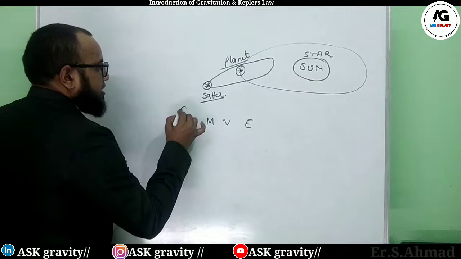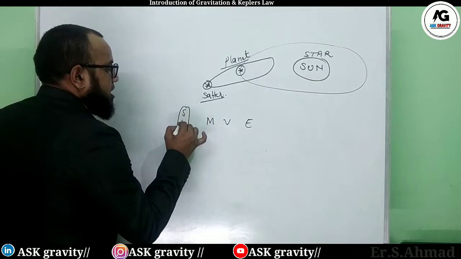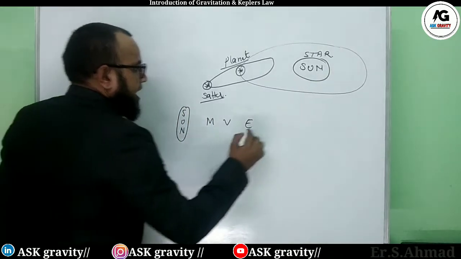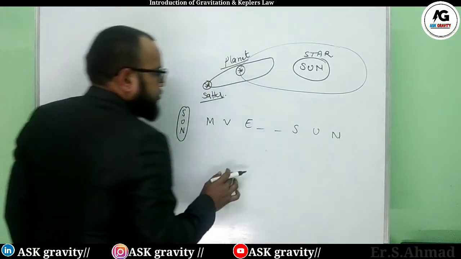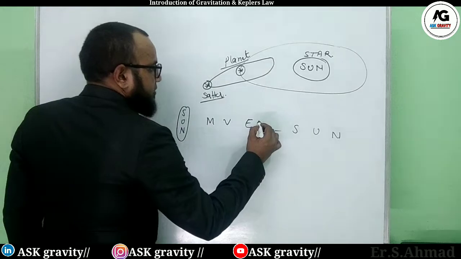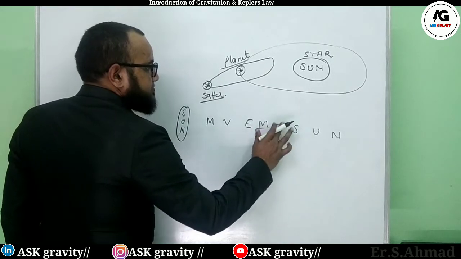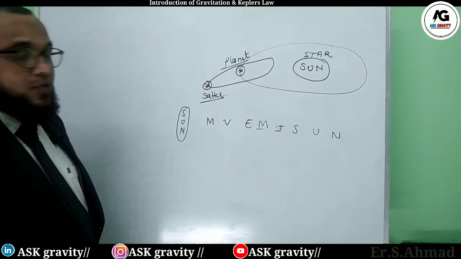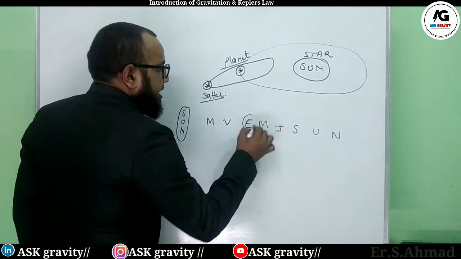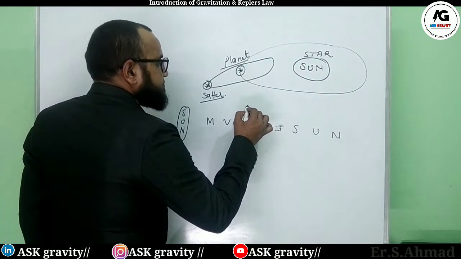That can be learned very easily with the mnemonic EVM, and here is the sun, that is our star, and here is 2 dash SUN. So what is EVM, SUN? Then MG.